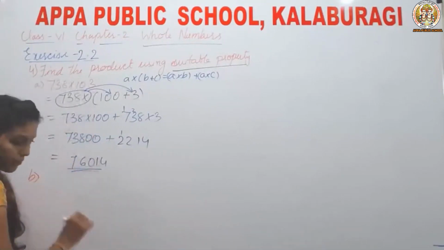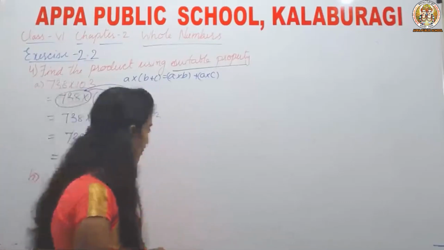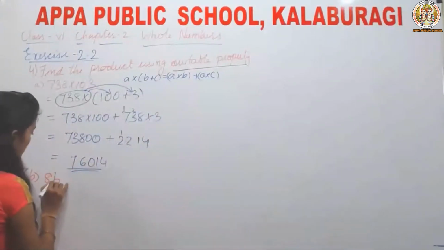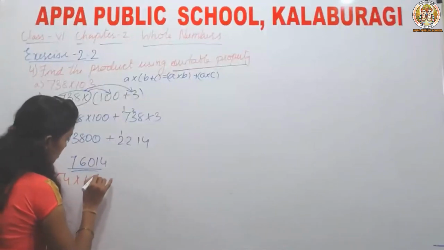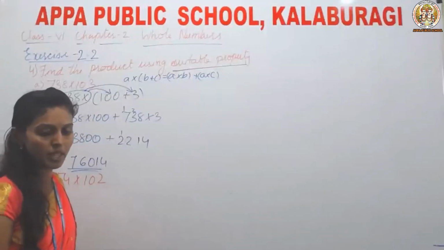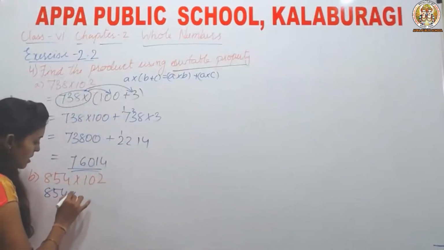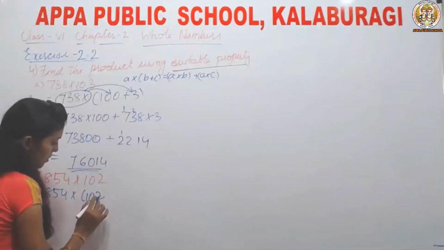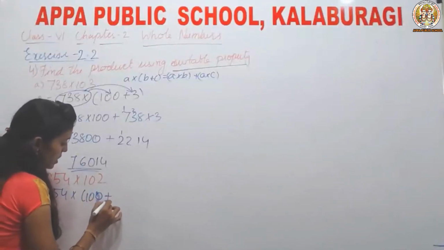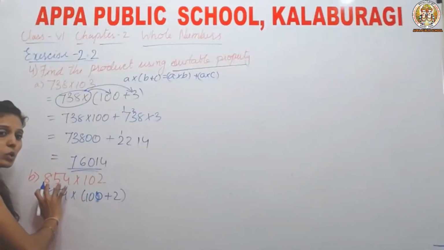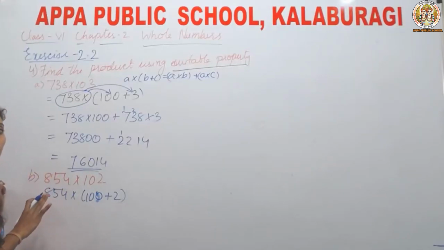Second number is 854 into 102. Same type, same way. Split it. 854 as it is. Split this number, this is nothing but 100 plus 2. I can split this one also, as I said. We can, no problem at all.